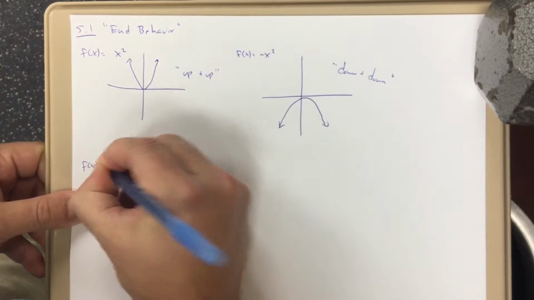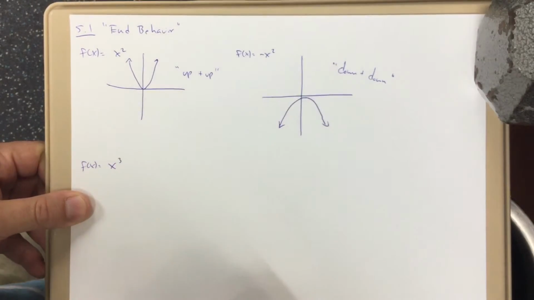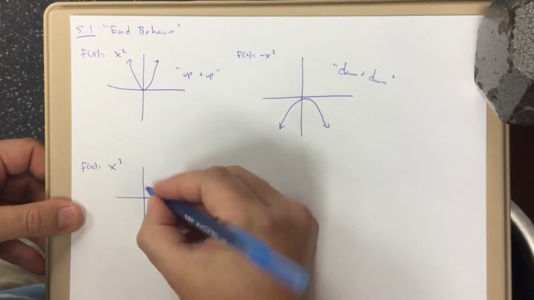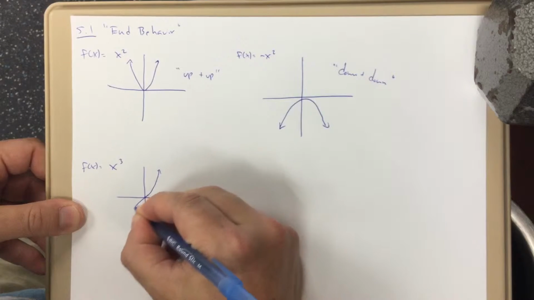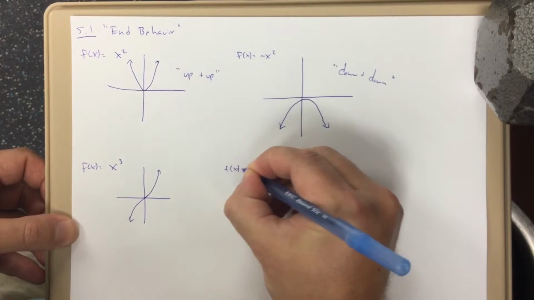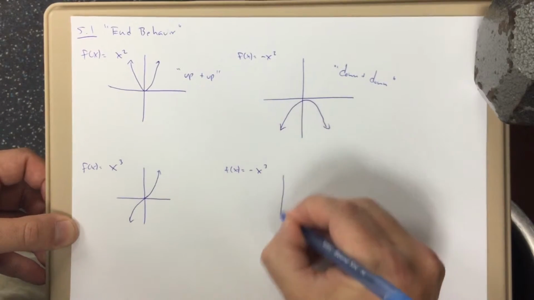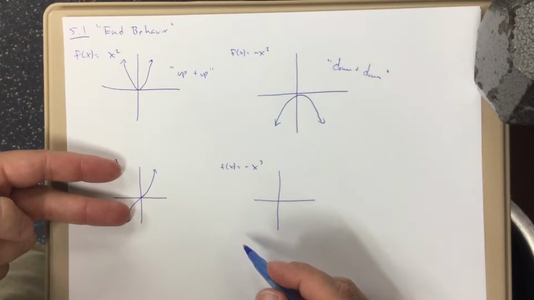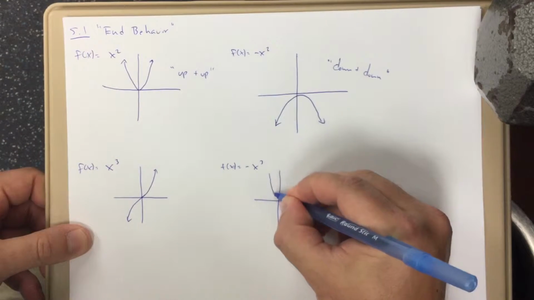Let's look at another one here. Let's do f of x equals x cubed. Remember what this one looks like. Here's the xy axis. The x cubed function looks something like this. And then we'll also look at f of x equals negative x cubed. It would be this one just flipped over vertically. So it would look like this.